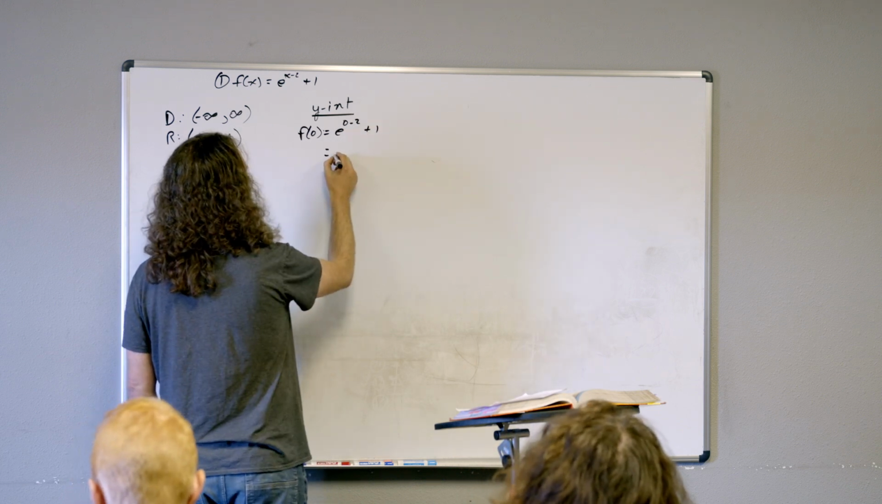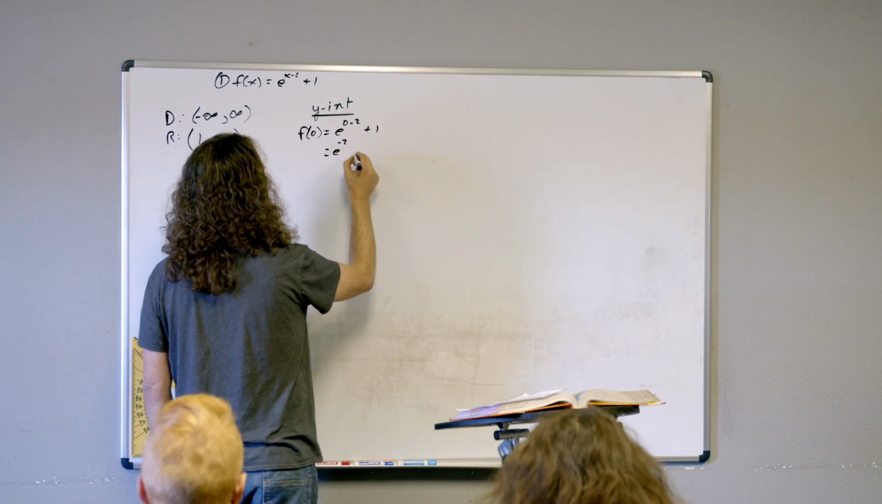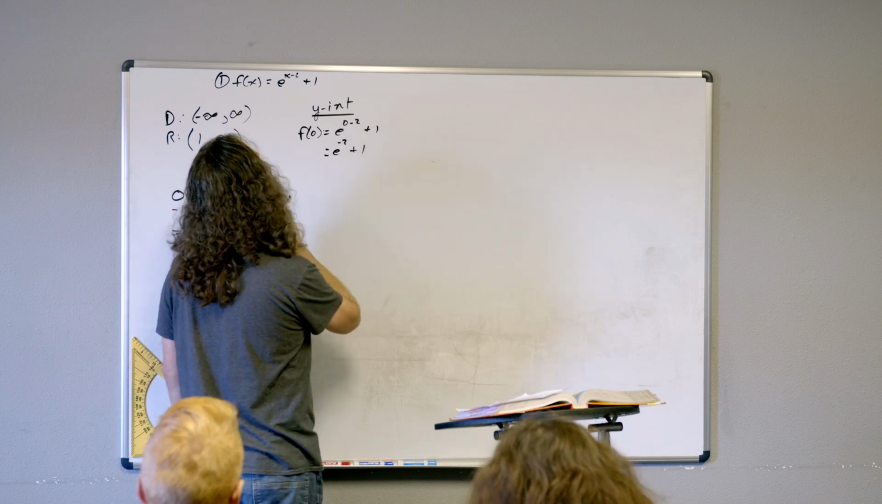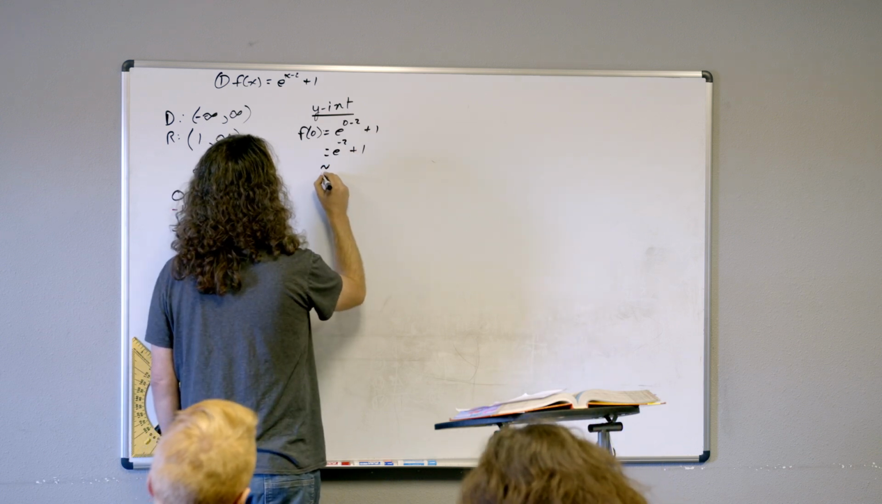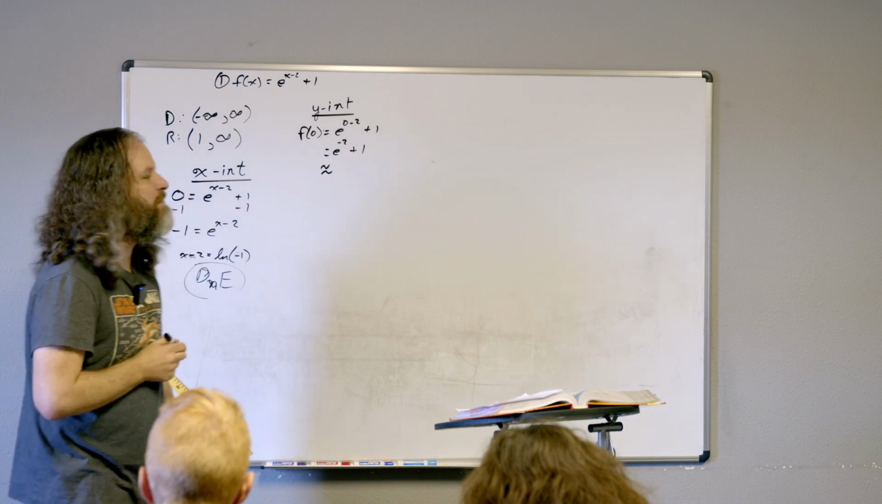All right, so we want e to the negative 2 plus 1, which is going to be approximately equal to something ugly, right? 1 point something.